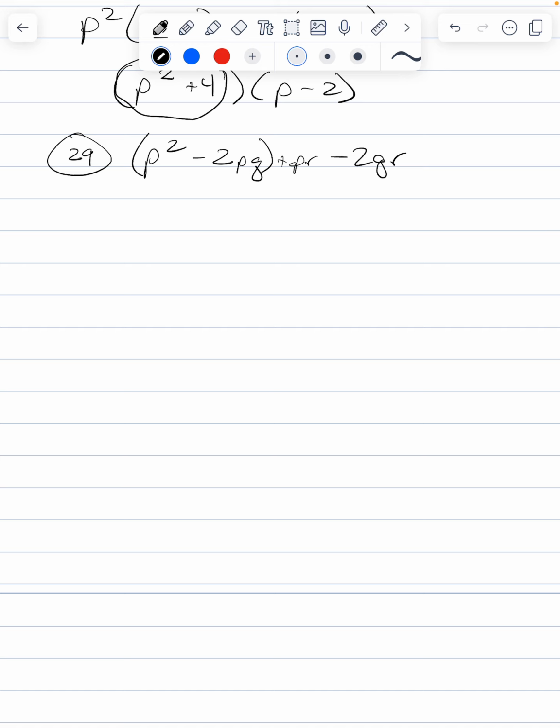What did I do here? PR minus 2QR. Oh, we have an R there, I see. So these both have an R. All right, so let's handle the first one. Looks like P is our greatest factor that they have in common. So P squared divided by P is P. 2PQ divided by P is 2Q. Here we can factor out an R from this term. So PR divided by R is P. Minus 2QR divided by R is 2Q.